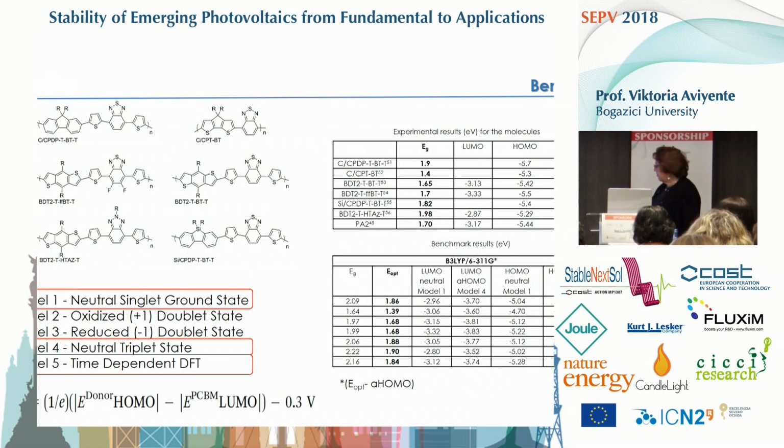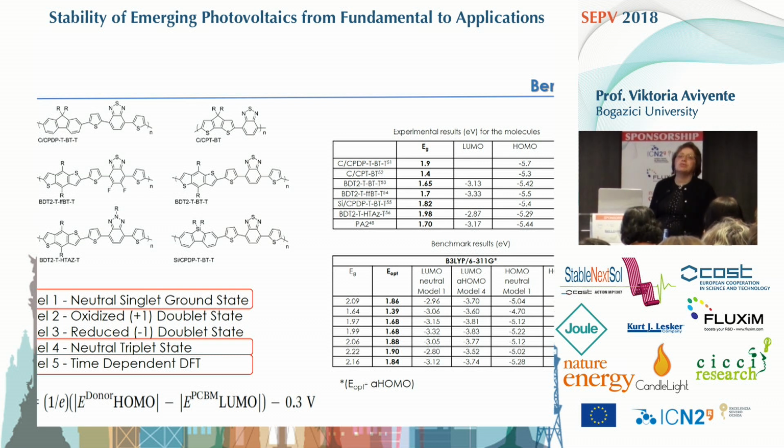So these are some of our benchmark calculations, and we see that the experimental band gap is quite well reproduced with the methodology used. By the way, we have used several DFT functionals such as WB97, PBE0, M06, and apparently B3LYP, in spite of neglecting the dispersion effects, seems to reproduce the band gap quite well.